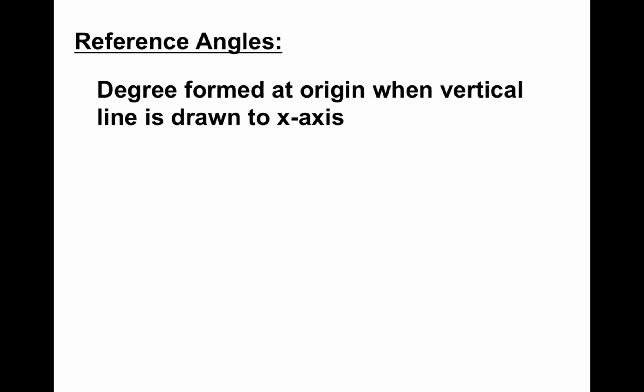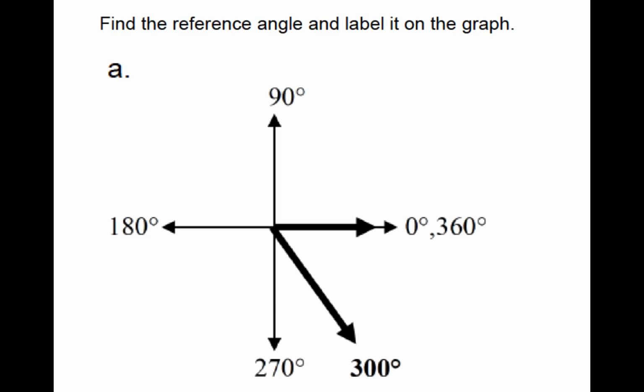Reference angles. These are the degrees formed at the origin when a vertical line is drawn to the x-axis. We have the first few drawn for us. We have our angle drawn in. So what you do is you draw a line from this angle up to the x-axis, and that should create a right angle. Your right angle will always be with the x-axis. Our goal is to figure out what our angle inside this triangle is. That's called the reference angle.